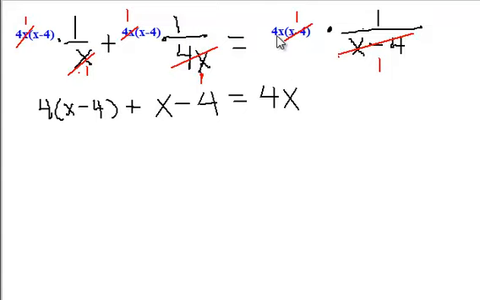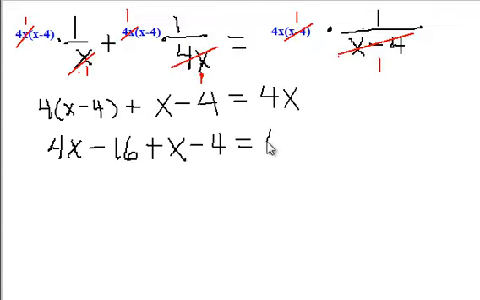So I really have left 4x times 1 times 1, which is 4x. So let's multiply, and we get 4. Let's use the distributive property. 4 times x is 4x. 4 times minus 4 is negative 16. Plus x minus 4 equals 4x. 4x plus x is 5x. So we're going to combine like terms. Minus 16 minus 4 is minus 20.